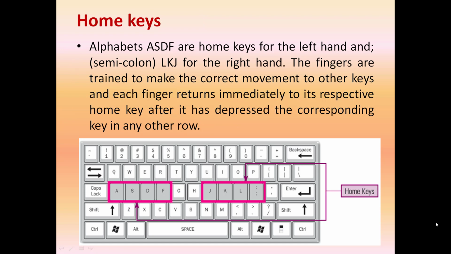Home keys. On the keyboard, the keys A, S, D, F, and from the right hand we use semicolon, L, K, J. As you can see in the picture, A, S, D, F from the left hand and semicolon, L, K, J are called the home keys.